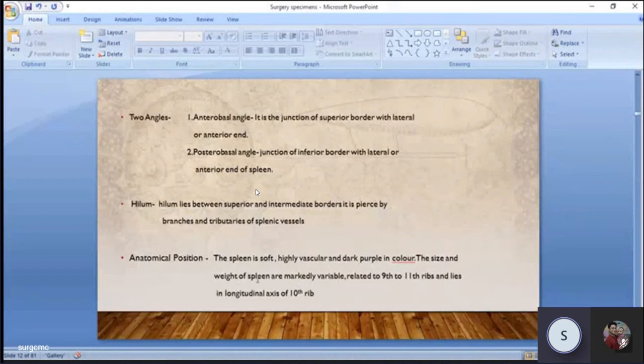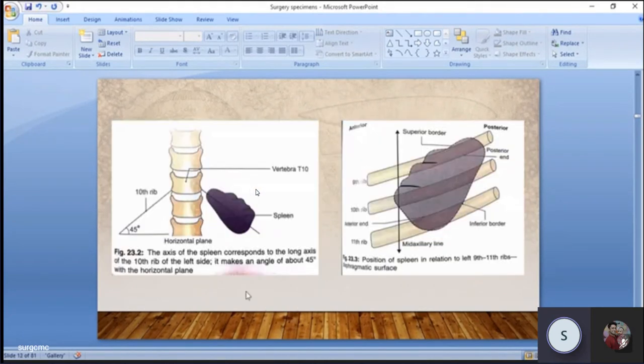The size and weight of the spleen vary markedly. It is mild, moderate or severe depending on the weight. If it is less than 500 grams, it is mild. 500 grams to 1 kilogram is moderate, and more than 1 kilogram is massive splenomegaly. It is related to the 9th to 11th ribs and lies along the longitudinal axis of the 10th rib. So this is the splenic axis presentation of the spleen, on the longitudinal axis of the 10th rib at 45 degrees. This is the position of the spleen in our body.